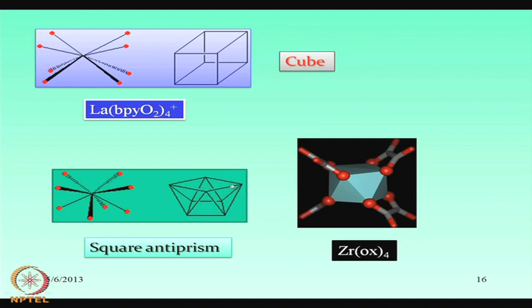So, at the top we have the square plane, and at the bottom we have another square plane. So, this is the top square plane, and here you have the bottom square plane, and we see that the top square plane is occupied by one oxalate on this side and another oxalate on that side. Similarly, from the bottom side we have one oxalate on this side and another oxalate on this side, which will give rise to the corresponding square antiprismatic geometry for the Zr(Ox)4 molecule.